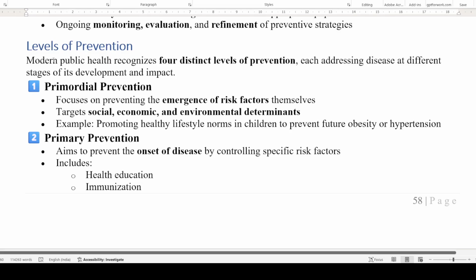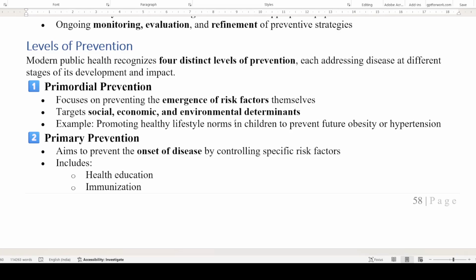At various levels, the first one is primordial prevention. Primordial means that we focus on preventing the emergence of risk factors. If we are controlling the risk factors, the disease will not progress. So we are targeting social, economic, and environmental determinants in this type of prevention. For example, promoting healthy lifestyle norms in children to prevent future obesity or hypertension.